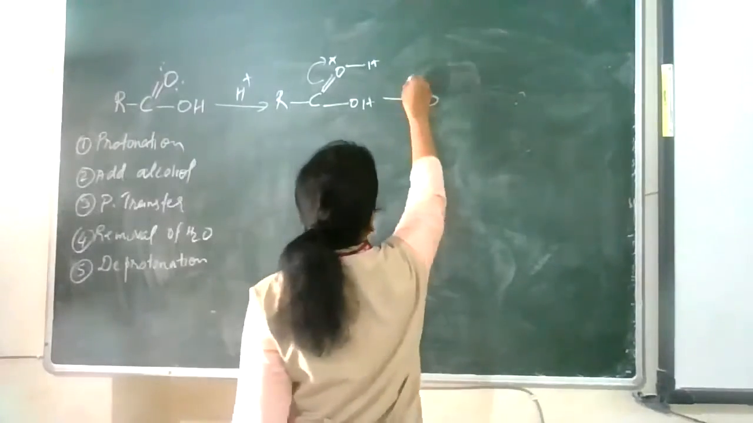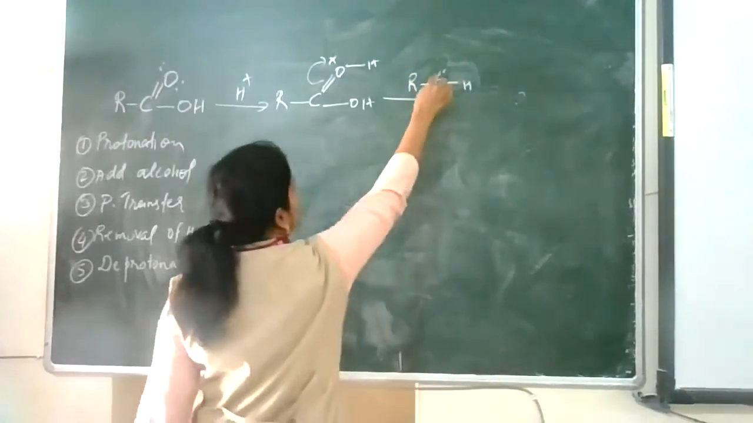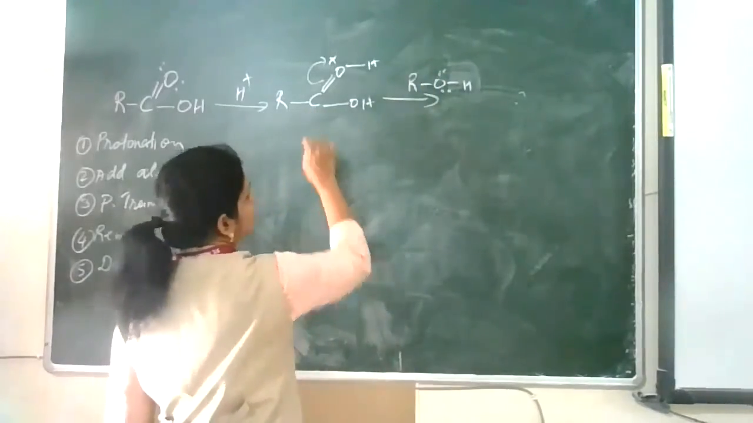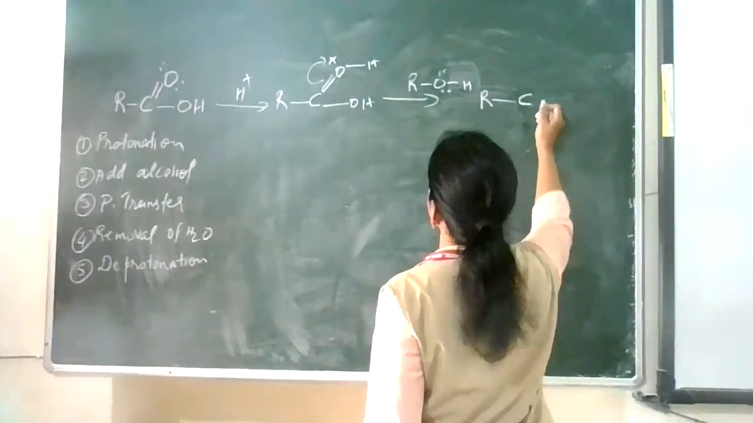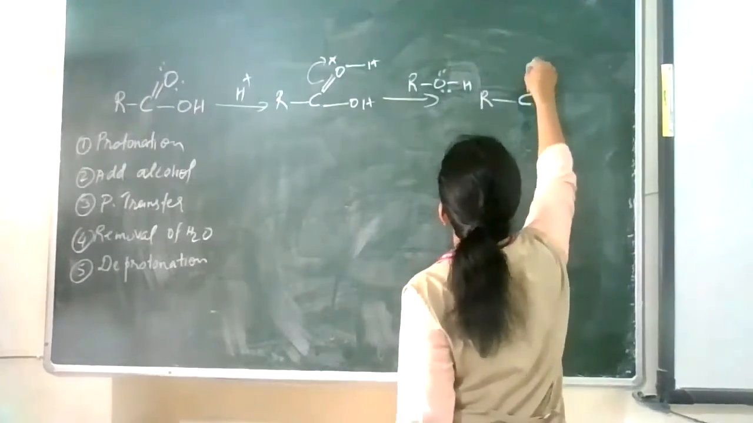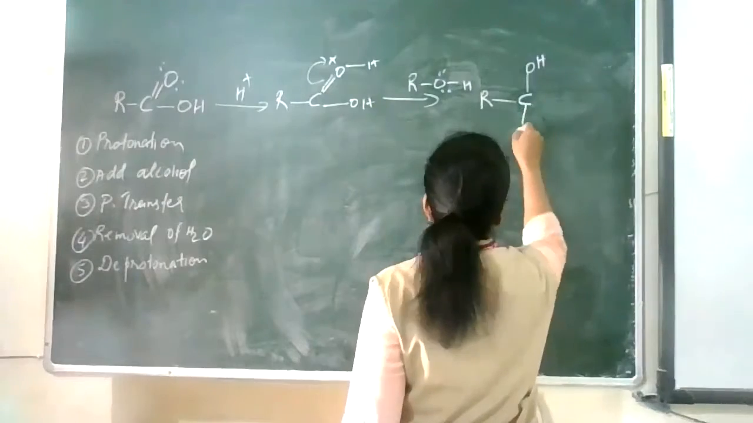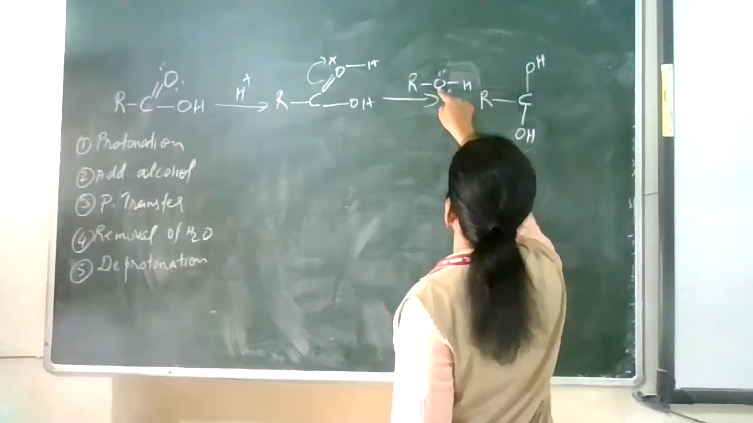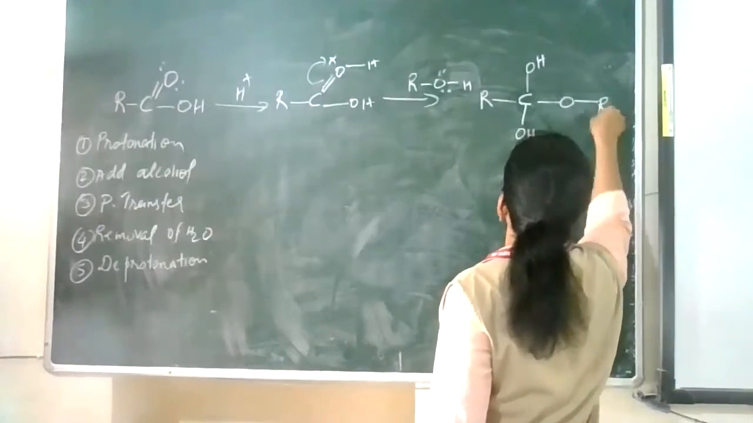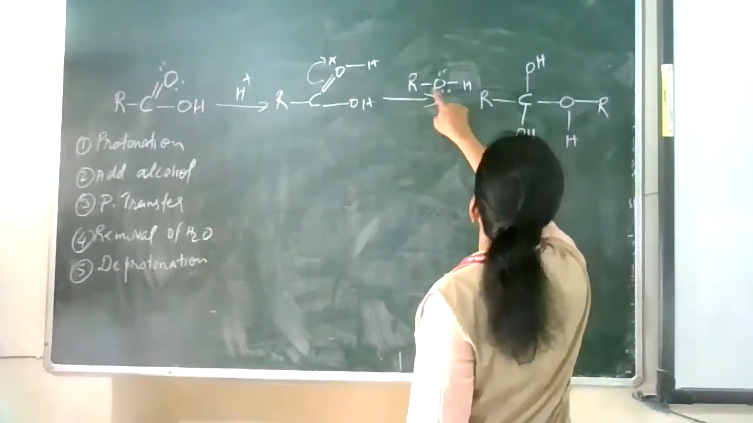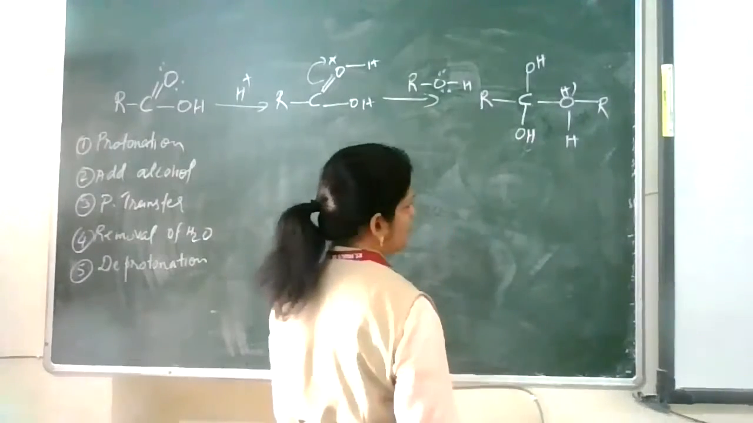Next is adding alcohol, ROH. So this pair of electrons can attack this carbon. So R C OH, that is OH, then here this OH and this OH I am putting down, and this O R H I have put like this now. This has a positive charge.